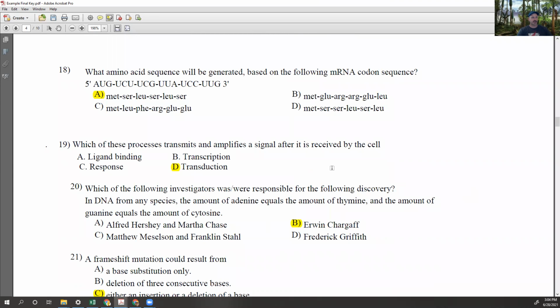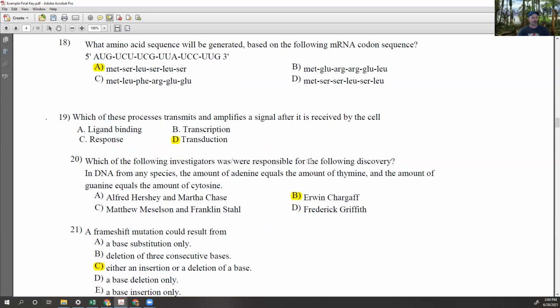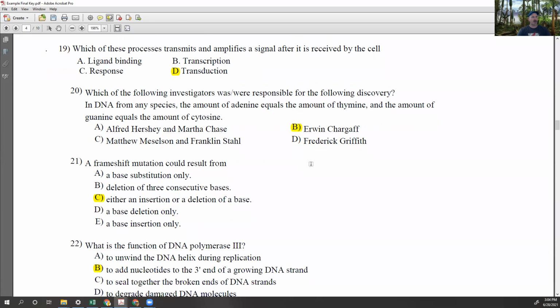Which of the processes transmits and amplifies a signal after it is received by the cell? So the signal is received by the cell. How is it transmitted and amplified within the cell? The answer there is D, transduction. That's usually accomplished by sending out a phosphorylation cascade or second messengers, those things we talked about in the communication chapter.